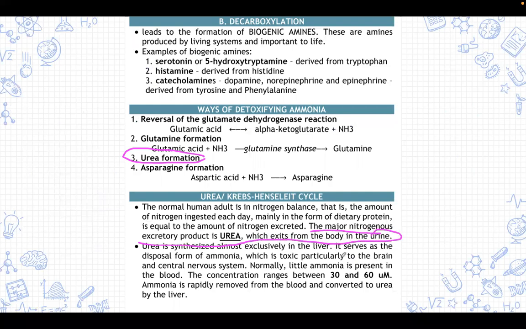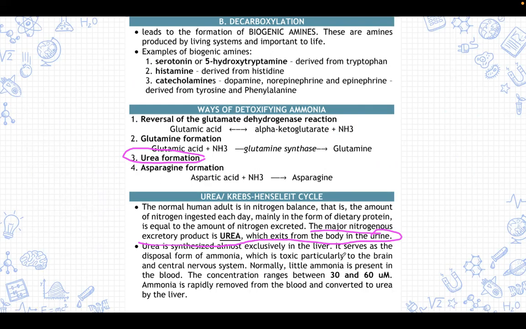Urine. Urea is synthesized almost exclusively in the liver. It serves as a disposal form of your ammonia, which is toxic particularly to the brain and central nervous system. Normally, the little ammonia present in the blood ranges from 30 to 60 micromolar, and then ammonia is rapidly removed from the blood and converted to urea by the liver. Hindi po pwede na magstay si ammonia sa ating bloodstream.